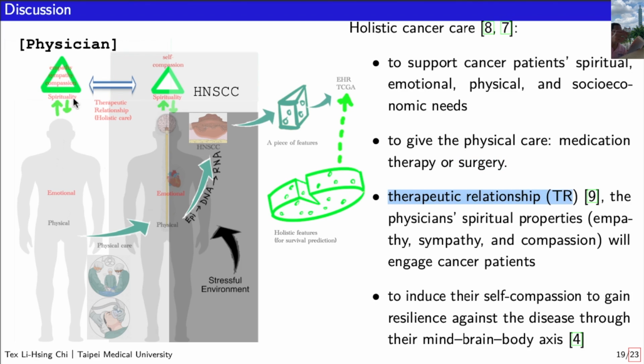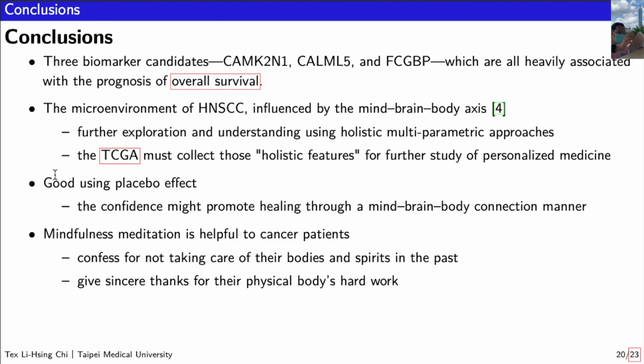So we have empathy, sympathy, and compassion from my mind because the patient suffers from the cancer, from the tumor. So we will engage eye to eye with the patient in the other way, spiritually. So that will induce the patient's self-compassion to fight against the oral cancer through their mind-brain-body axis. So the holistic way means that we work in several directions, from the physician and the team, to take care of the patient. Okay, and then we will find the patient will be healing and maybe have a better prognosis.